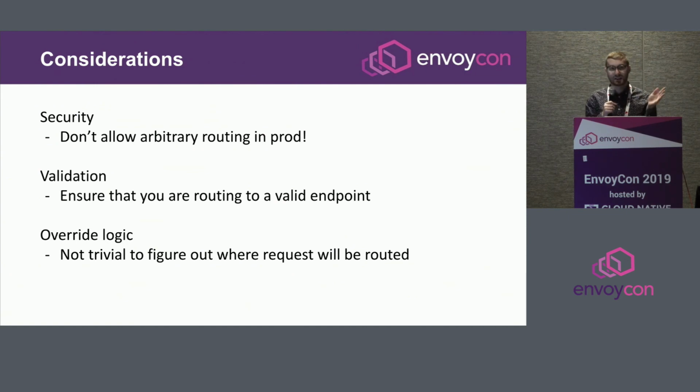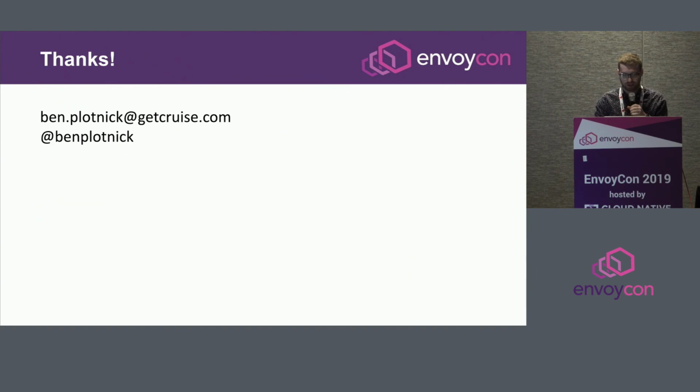When it fails, it's kind of tricky to debug because it's this weird behavior that you're causing Envoy to deviate from what it's doing. And the override logic is not trivial. Figuring out where your request is going to go and then overriding that is not that trivial. Or maybe it is and I just didn't figure it out. But yeah, that's basically dynamic request routing.